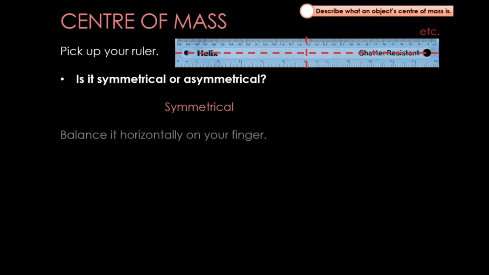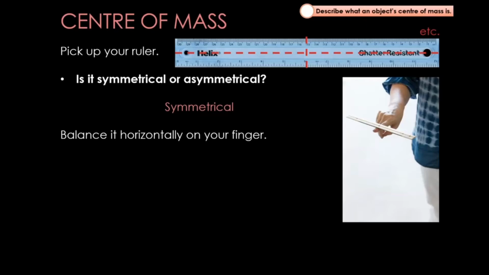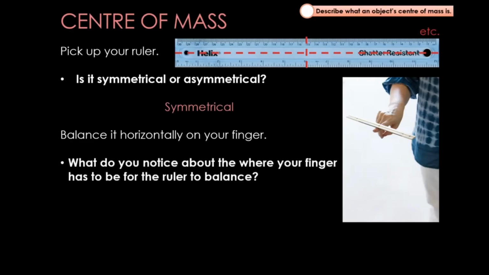So what I want you to try and do is balance your ruler horizontally on your finger. I've got a bit of a diagram there, you can see what's going on. I want you to see what you notice about where your finger has to be for the ruler to balance, and post where in terms of centimeters, which are the 0 to 30 on the ruler that I've got there, your finger has to be to balance.